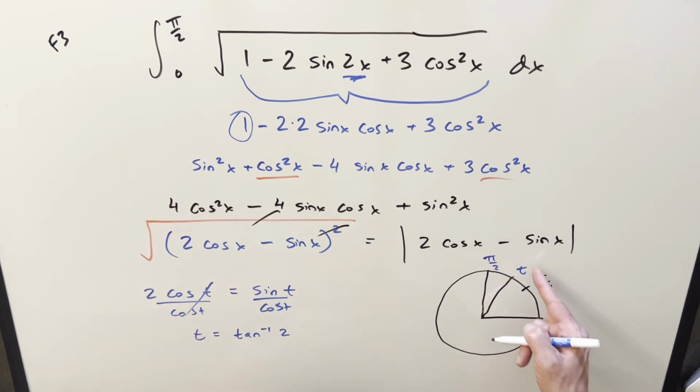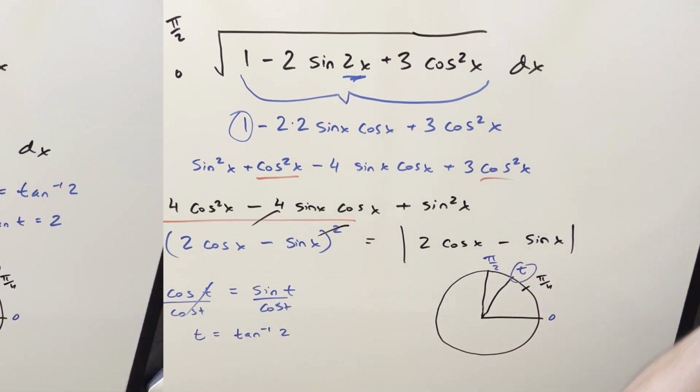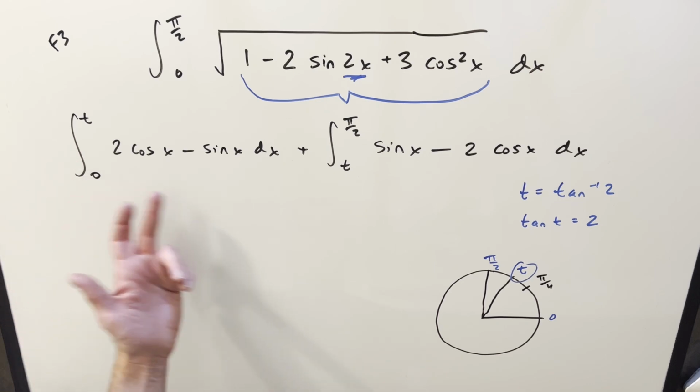We'll have one integral going from 0 to t, and then the other one going from t to pi over 2. So let's see how that looks. Okay, so here now we have it broken up. I dropped the absolute value.